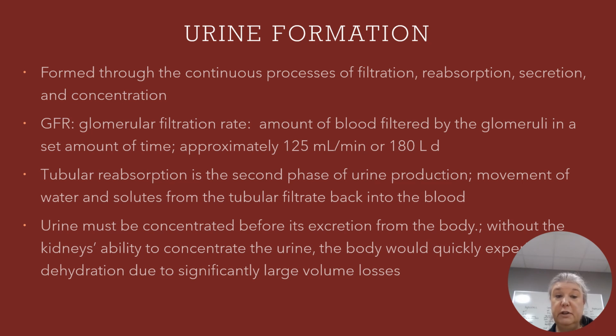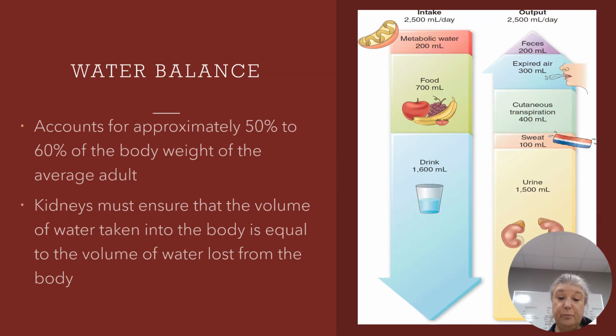Following tubular secretion, urine must be concentrated before its excretion from the body. Without the kidney's ability to concentrate the urine, the body would quickly experience dehydration due to significantly large volume losses. The loop of Henle plays a significant role in this final step of urine formation. The descending portion of the loop is permeable to water and is responsible for reabsorbing the additional water required to concentrate the urine.